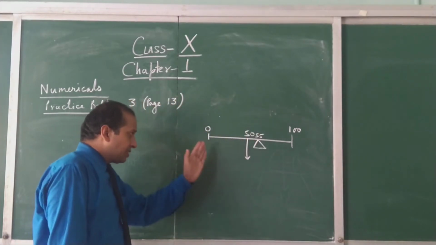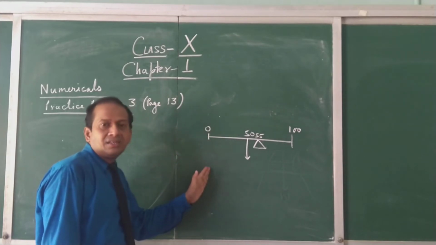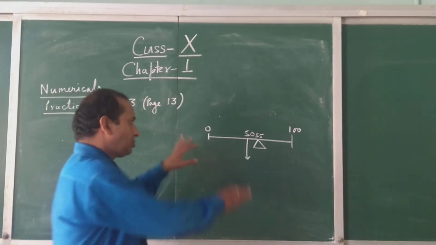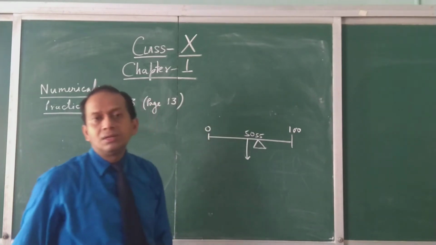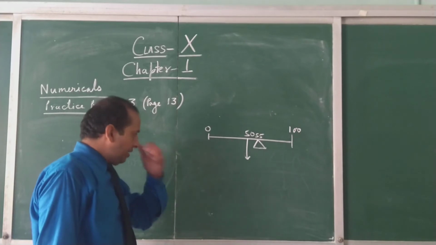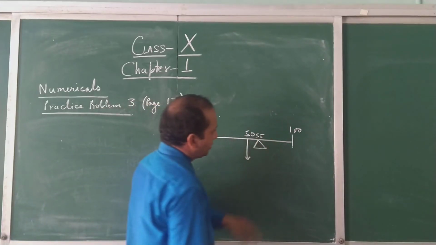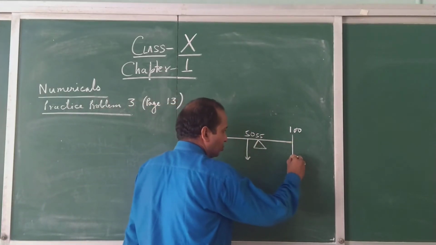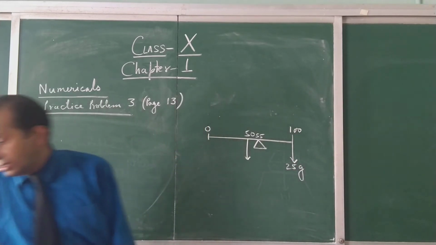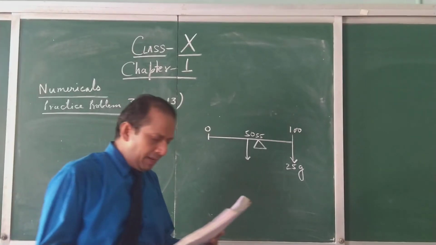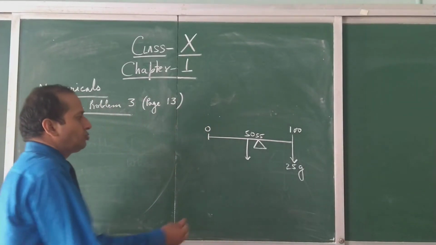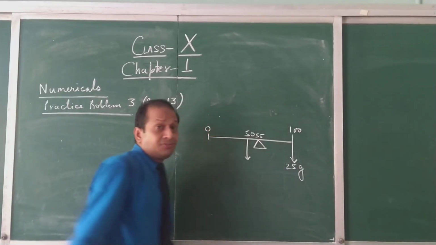If I consider this end, you know that it will not be a balanced one. Why? Because both the forces are on one side. So you have to say that 25 gram force here is acting from the 100 centimeter mark. Here the mass is given, so they have used only 25 gram.